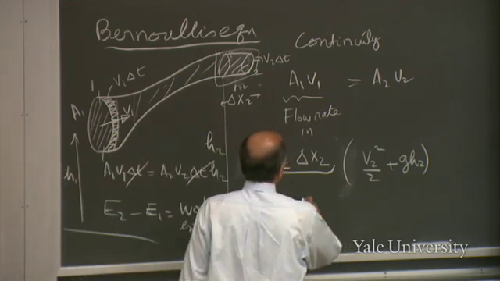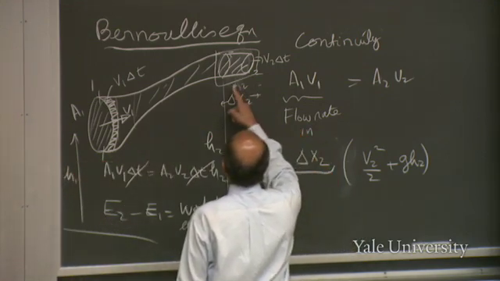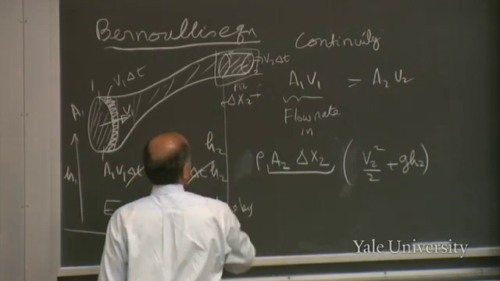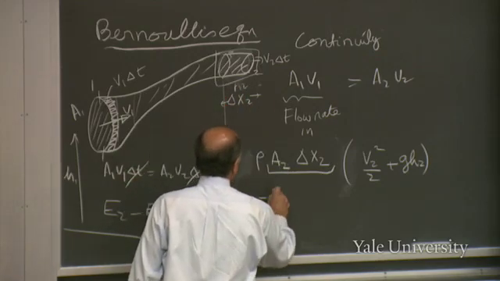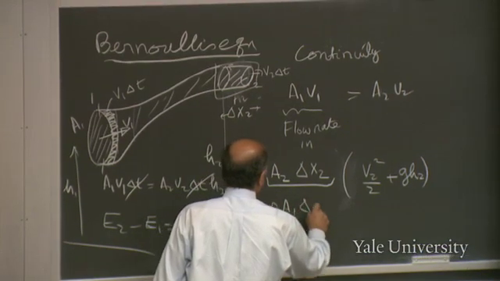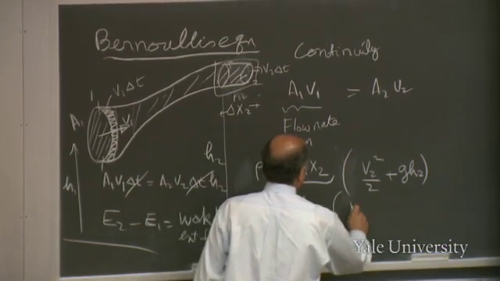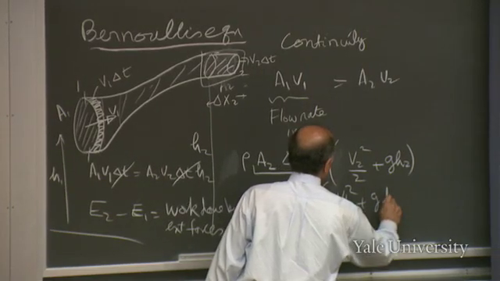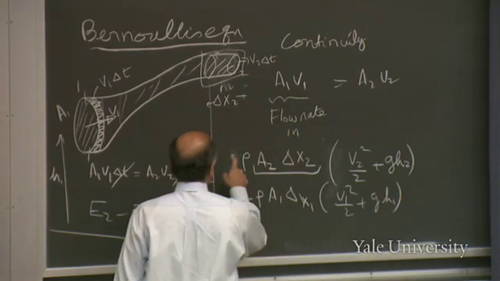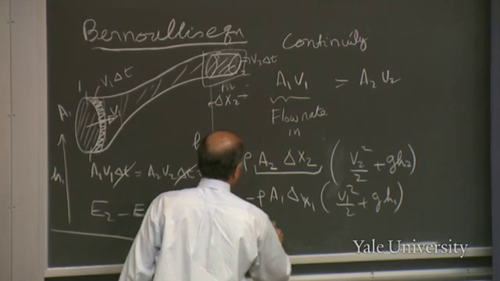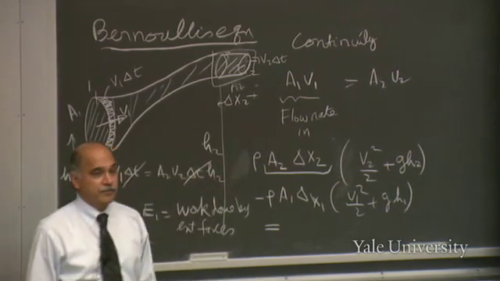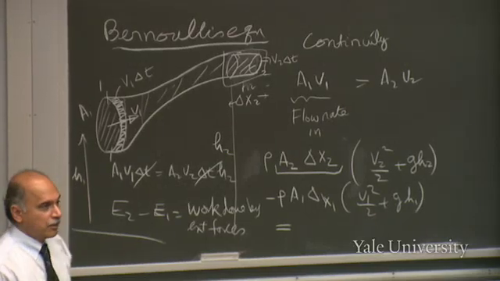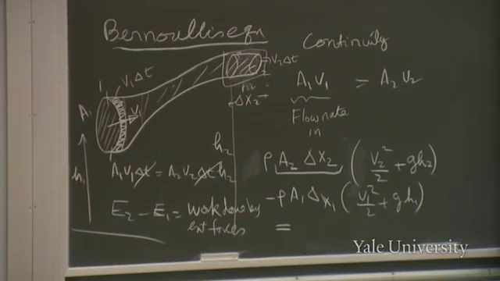Okay, now, what is the same quantity here? It's going to be minus rho A1 delta x1 times v1 squared over 2 plus rho times gh1. That's the final energy minus initial energy. That's got to be equal to the work done. Now, who is doing the work on this? Can you guys understand? Where is the work coming from?